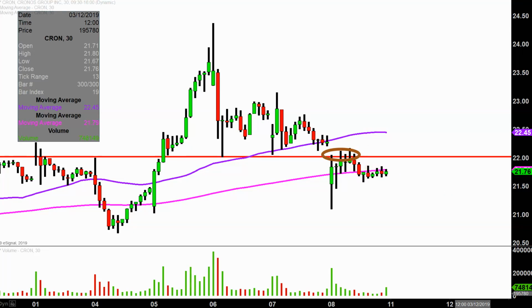If the price can get up above the $22 mark, then that's where you would want to turn your attention to the purple line up there, the 50 period simple moving average. However, one hurdle at a time. And like I said, that first hurdle is at 22. And then after that, you would want to focus on the 50 period moving average.